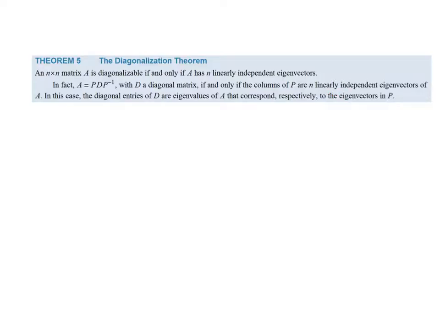In this case, the diagonal entries of D are the eigenvalues of A. So a matrix's eigenvalues are in its similar diagonal matrix. Those two things are very closely tied together. Our text has a proof of this theorem. I'm going to leave that out and focus more on the computation in this case.